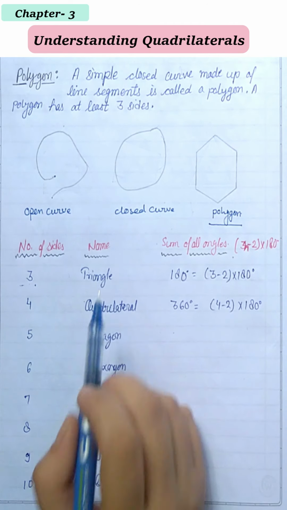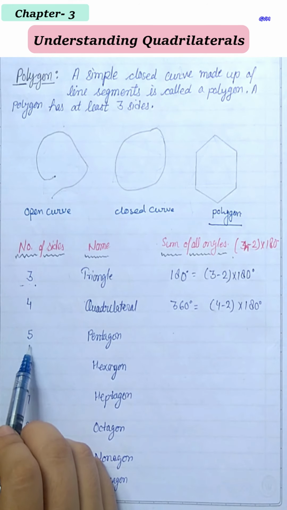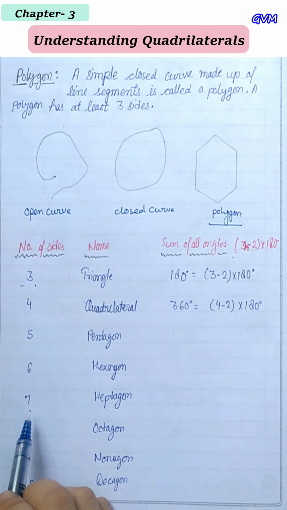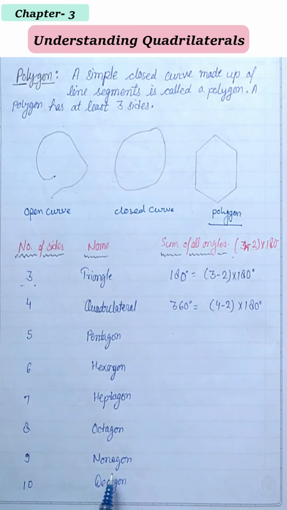So if the number of sides in a polygon is 3, then the name of the polygon will be triangle. 4 sides will be called a quadrilateral, 5 sides pentagon, 6 sides hexagon, 7 sides heptagon, 8 sides octagon, 9 sides nonagon, and 10 sides will be called a decagon. Similarly, we can have any number of sides in a polygon. Here only up to 10 is written.